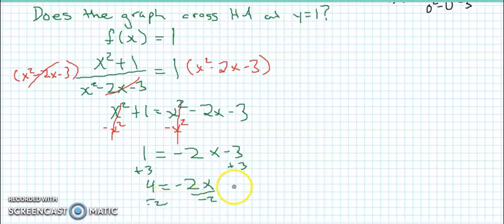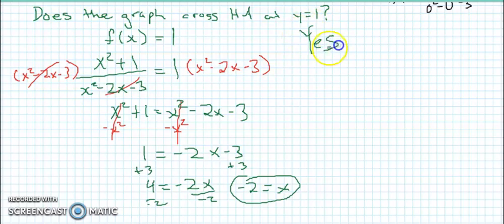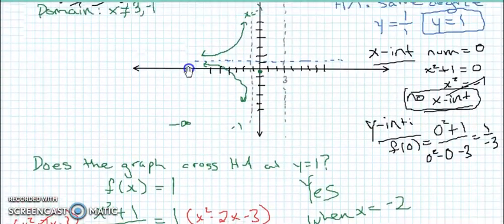We do get a solution here. So -2 equals x. The answer here is yes, the graph does cross that horizontal asymptote when x equals -2. So if I go back up to my picture, it is going to cross this asymptote when x equals -2 right here.